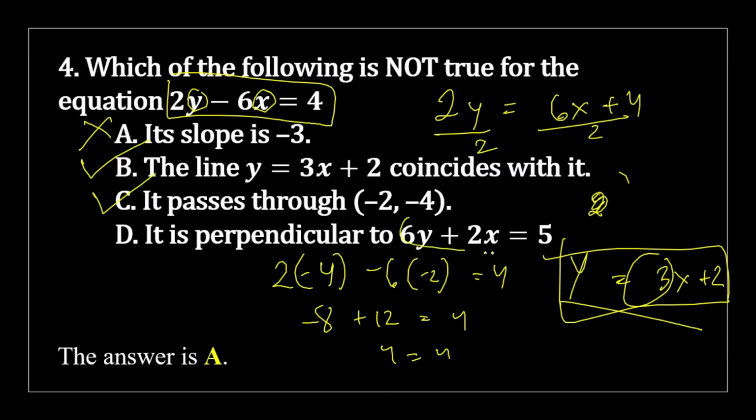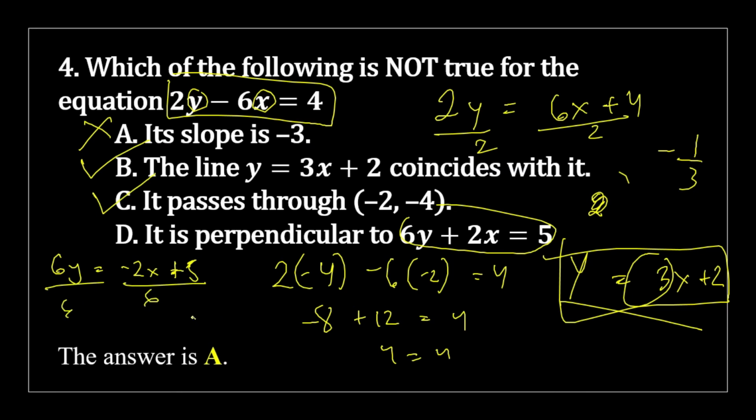Now let's get the slope of the last one. If the slope is the negative reciprocal of 3, which is -1/3, then this is true. So we have 6y is equal to -2x plus 5. Divide both sides by 6. So we have y is equal to -2 over 6, which is -1/3 x, plus 5 over 6. -1/3 is the slope, so this is correct. So the answer is letter A.